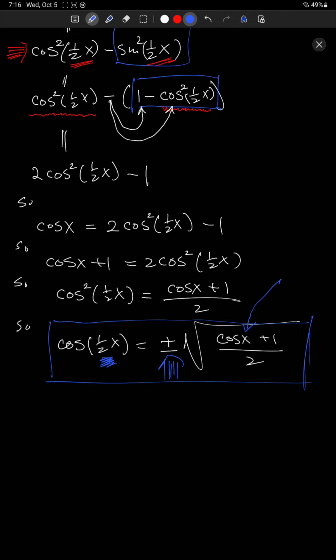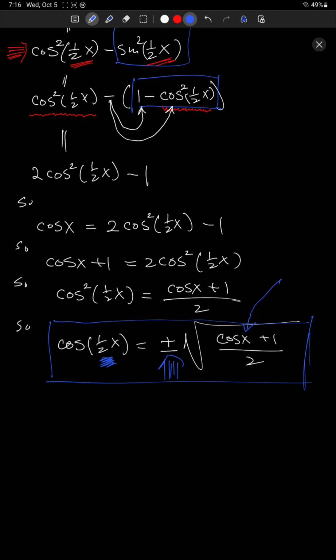but whenever I know the angle that I'm putting in, I can figure out that plus or minus. For example, if the angle I'm plugging in is between 0 and pi over 2, I know cosine should be positive, so I should choose the plus. Whereas if half of the angle I'm plugging in is between 90 degrees and 180 degrees, I know cosine is negative there, and so I should choose the negative one.